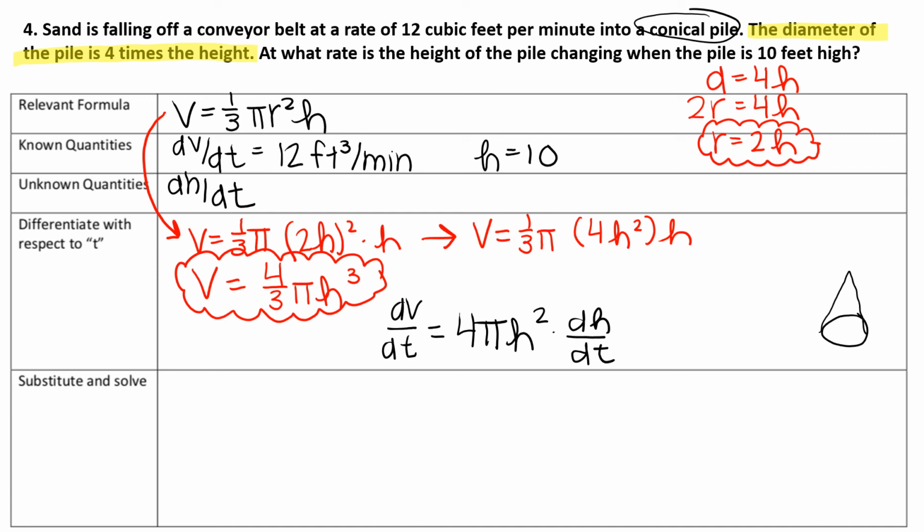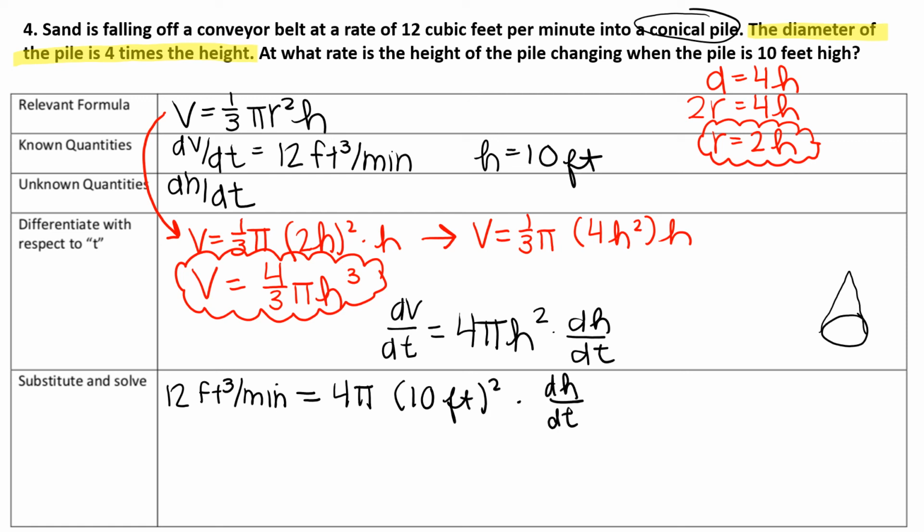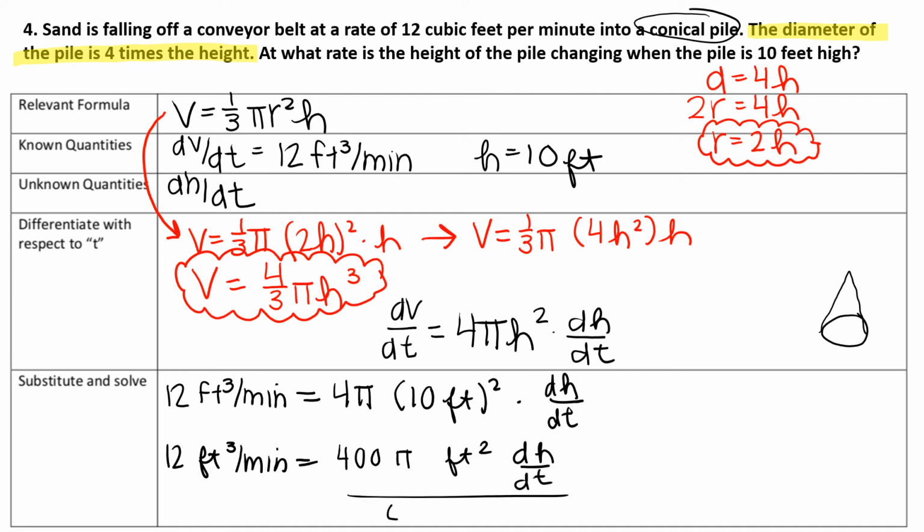So we know dV/dt is 12 feet cubed per minute, which is equal to 4 pi times h, which was 10 feet, squared, and then we're looking for dh/dt. So we have 12 feet cubed per minute is equal to 4 times 10 squared. So 10 squared is 100, times 4 is 400. We still have that pi feet squared times dh/dt, dividing by 400 pi feet squared on both sides.